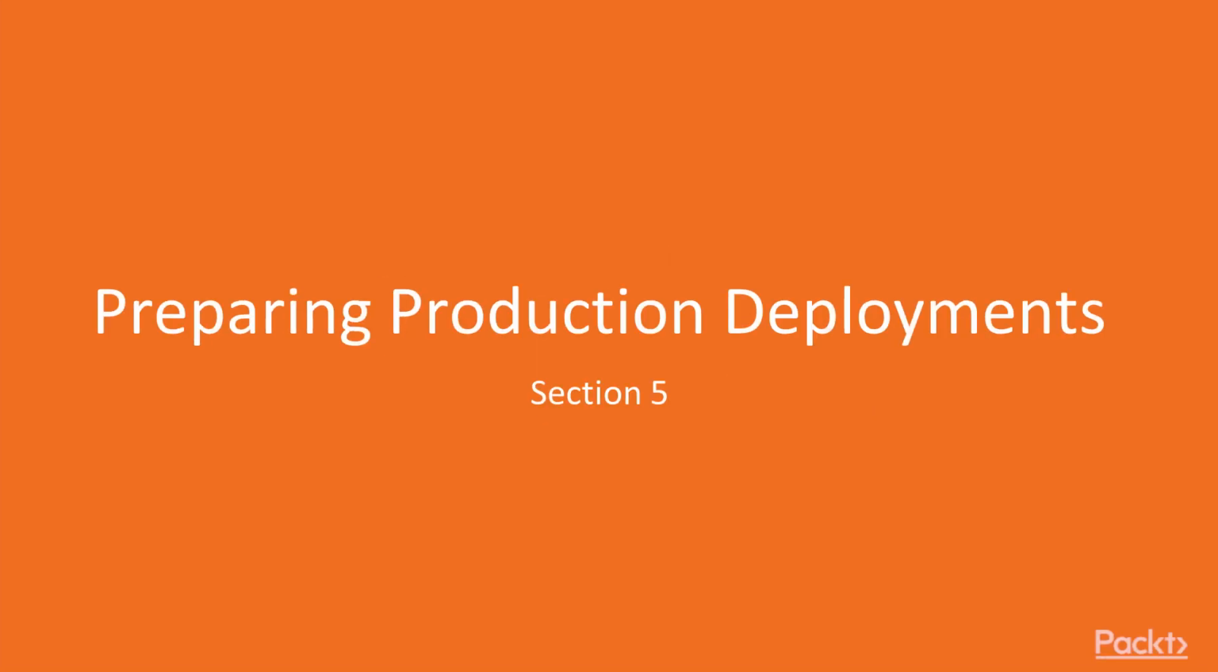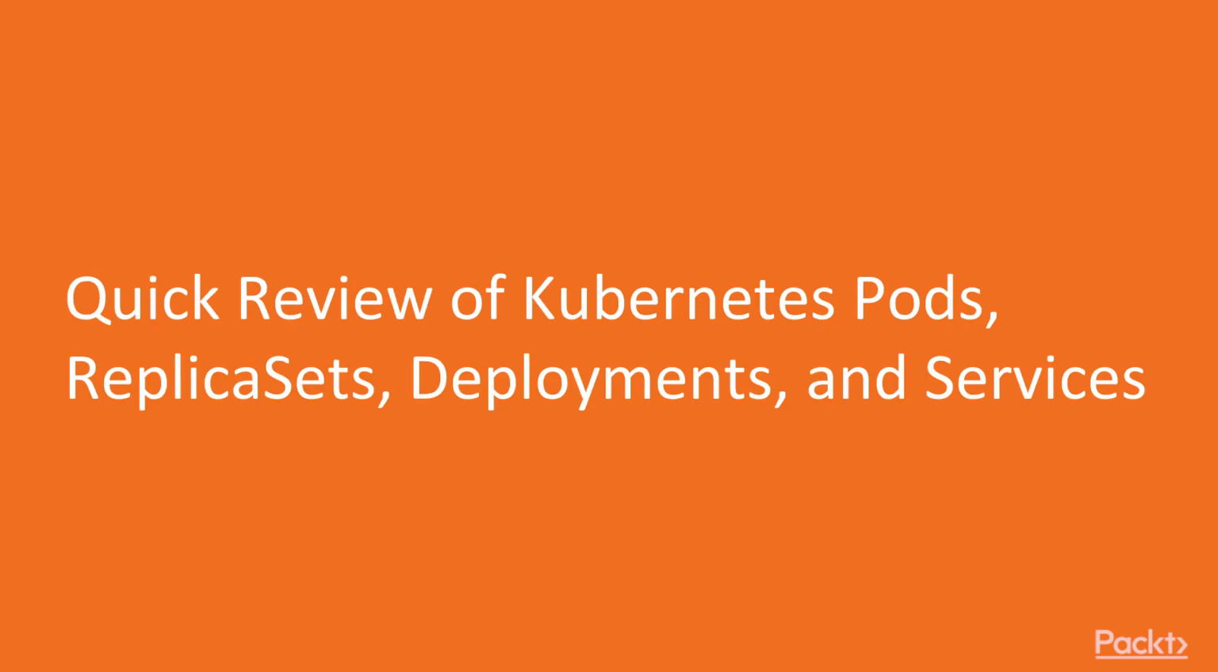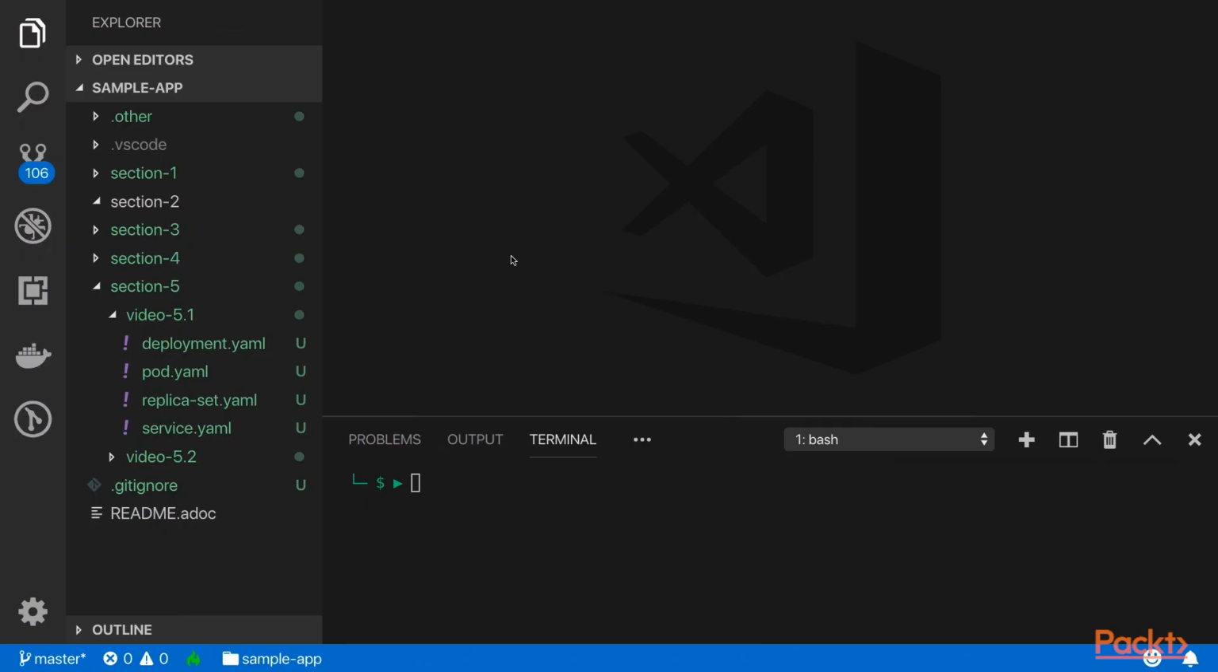In this section I will show you how to prepare production deployments. In the first video of the section I'm going to do a quick review of the main Kubernetes objects, such as pods, replica sets, deployments and services. Our application will have to be deployed to production eventually. In today's rapidly changing world, this has to happen rather sooner than later.